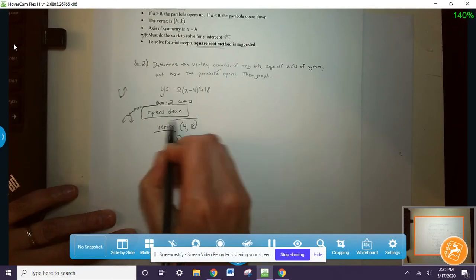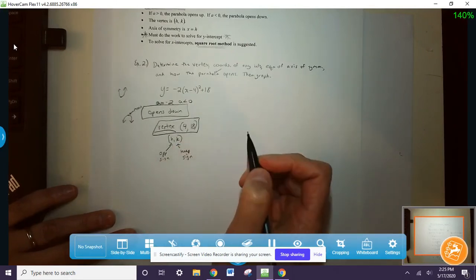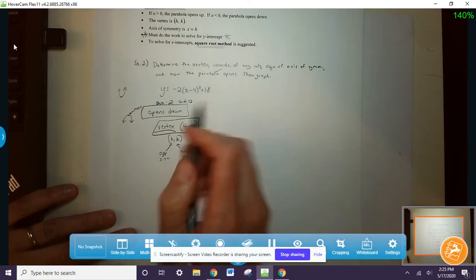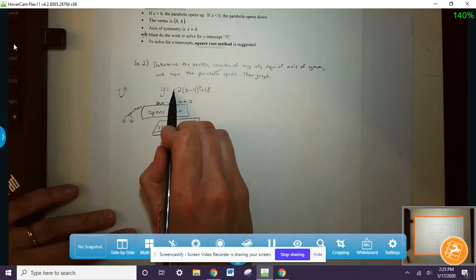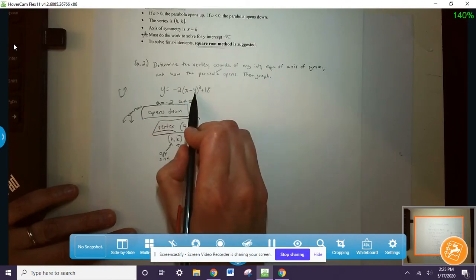And another way to think of this, by the way, the reason it's also called transformation form is you know your transformations. This is a vertical stretch of x squared. This is reflection over the x-axis. This is a horizontal shift. Which way does the -4 move your graph, left or right? It moves it 4 to the right.